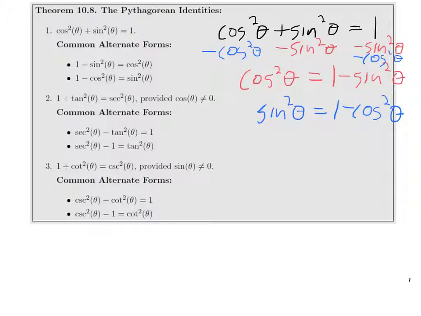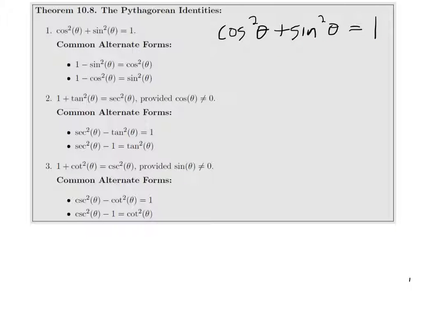Okay, so what about the rest? Why not memorize the rest? They look interesting. Well, they're definitely different. This one has tangent and secant, this one has cotangent and cosecant, but they're the same one as before. Let me demonstrate. Try to delete some of this stuff.